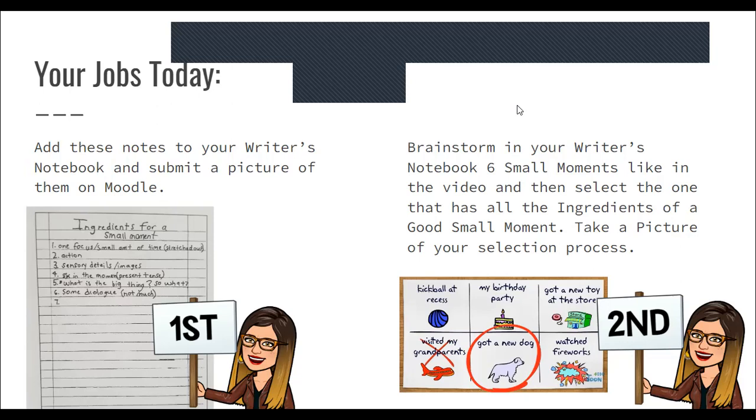Then you're gonna look at your 6 choices for a story and you're gonna see which one of them has the most ingredients for a small moment. Okay, and that's the one that you should circle and choose. Okay, the one that you're most excited to write about that includes all of these things. Okay, it needs to be a small moment in time. It needs to have action. It needs to have details. It needs to have a reason for being retold, and it needs to have dialogue.